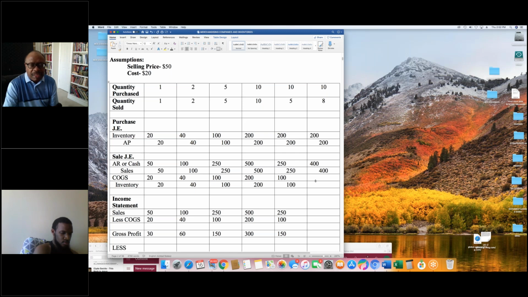And so the cost of goods sold would be what? How much? We would subtract 400 minus 200, right? You're running a shoe store. You sold 8 pairs of shoes. You bought 10, but you only sold 8. So it's gonna be 160? 8 times 20, 160. Okay.